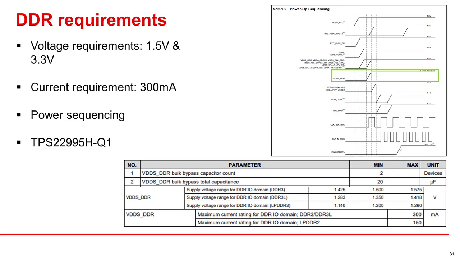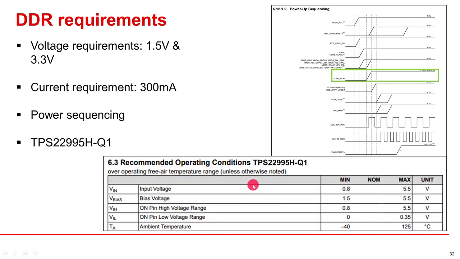The requirements of DDR are 1.5 volts, maximum current draw of 300 milliamps, and power sequencing, as you can see by the figure on the right. We choose to use the TPS22995H-Q1 here, based on its input voltage range and its humidity-resistant RT pin.